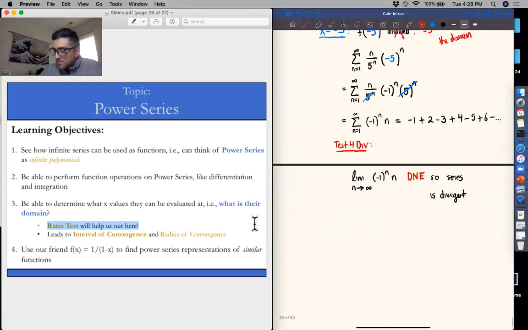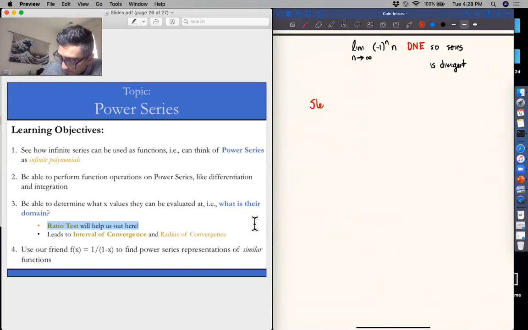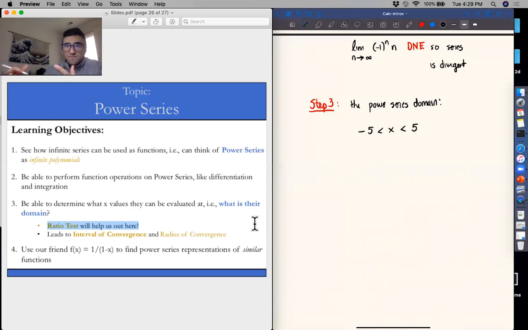So the last step is, of course, to put all this together. But nothing really changes. The domain of x that we're allowed just turns into what we had before. All x values between 5 and -5, not including the endpoints. So if we put any of those x values into our power series, it'll converge. And that's how we can figure out the domain of a power series.